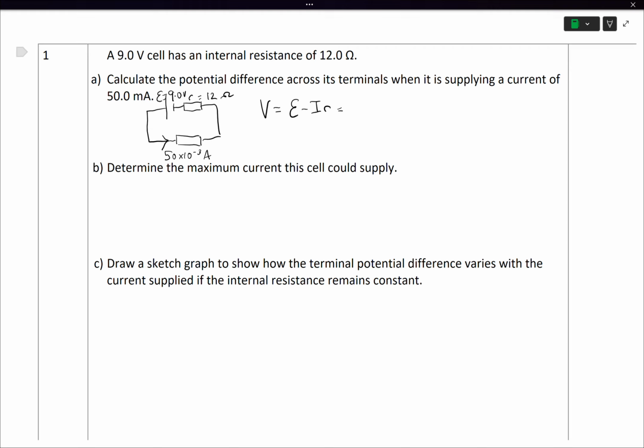So in this particular case, this is 9.0 minus 50 times 10 to the minus 3 multiplied by its internal resistance, which is 12.0. So that gives us a value of 8.4 volts.